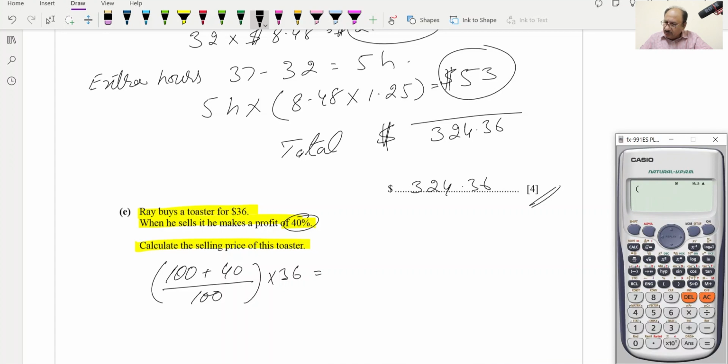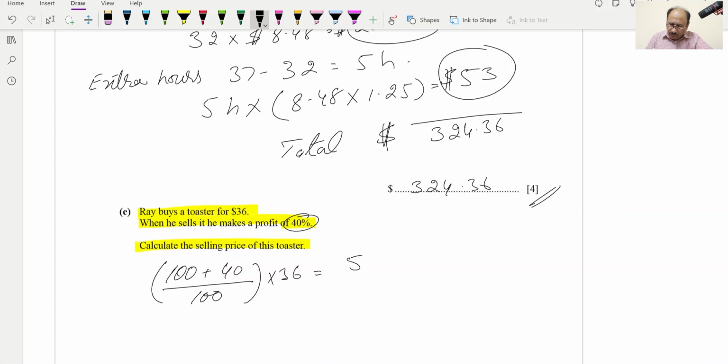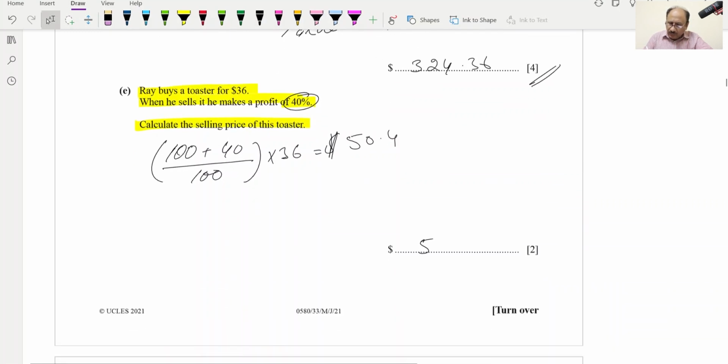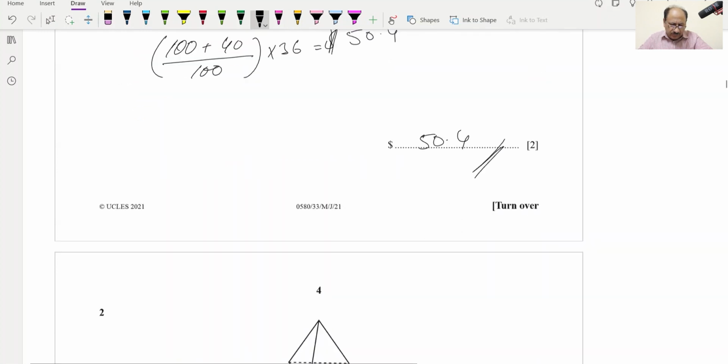So we can write 100 plus 40 divided by 100, and this will be multiplied by 36, and this is equal to $50.4. This will be the answer for this one, $50.4. Hopefully you understood. This is a 2 marks part.